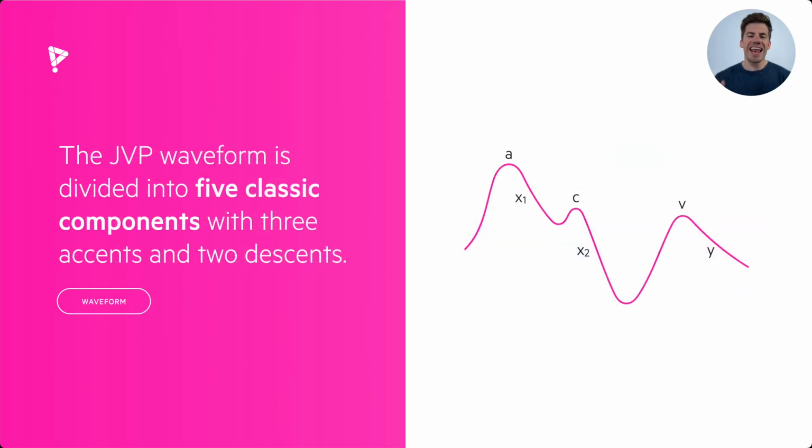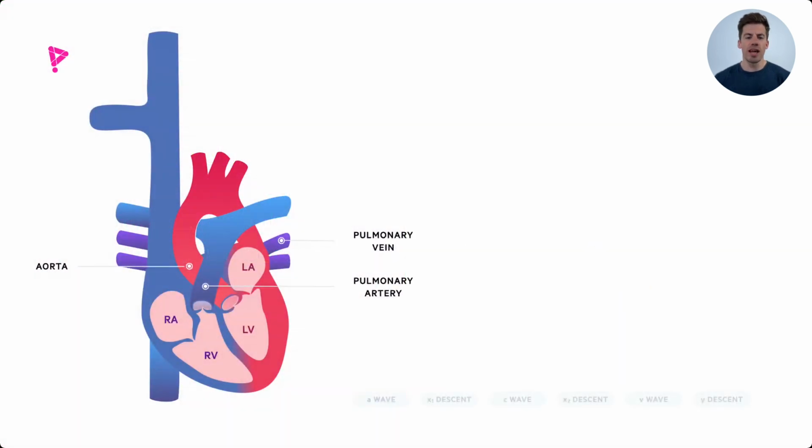So here we have the classic JVP waveform that we can see on the right-hand side. The JVP waveform is divided into 5 typical components with 3 ascents and 2 descents. On the right we see that nice waveform, our 3 ascents, so upstrokes, are the A wave, C wave and V wave, and our 2 descents are the X and Y, of which the X is divided into 2 components, X1 and X2. Let's have a look at how that waveform is created with the cardiac cycle.